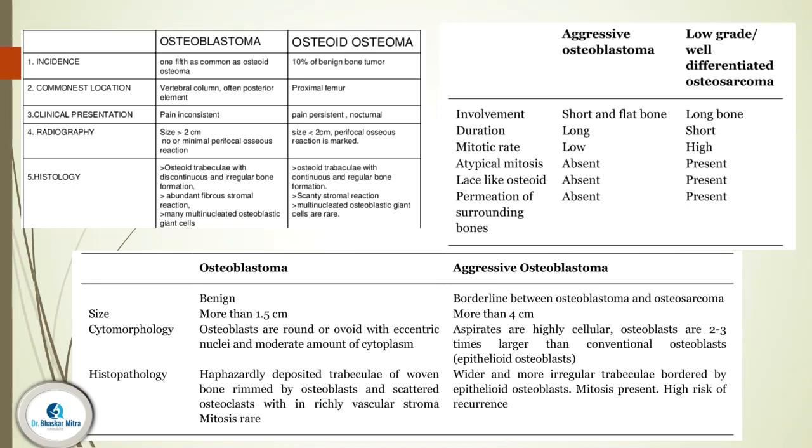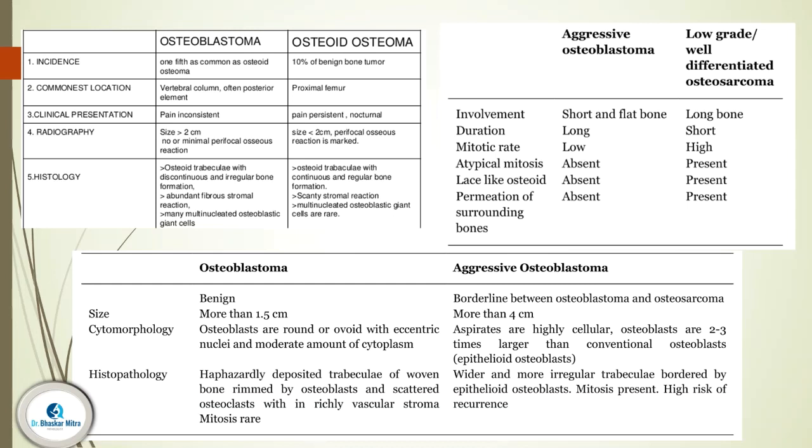Now, there is a difference between osteoblastoma and aggressive osteoblastoma. This is a very close tail area. The osteoblastoma is a benign lesion. It has a nidus of more than 1.5 centimeters. The aggressive osteoblastoma is a larger lesion, more than 4 centimeters.